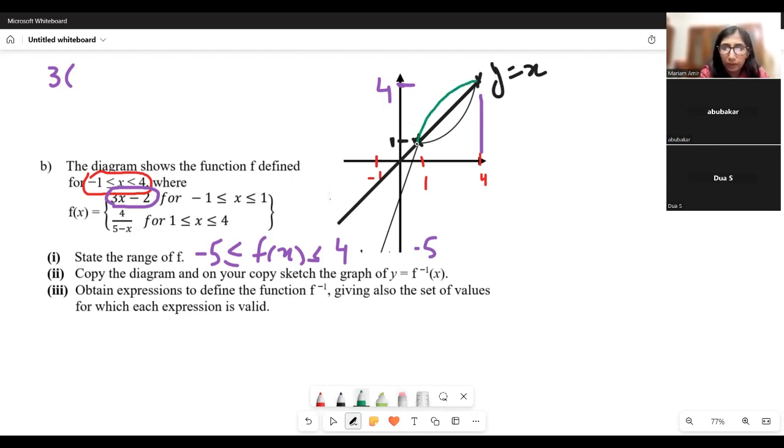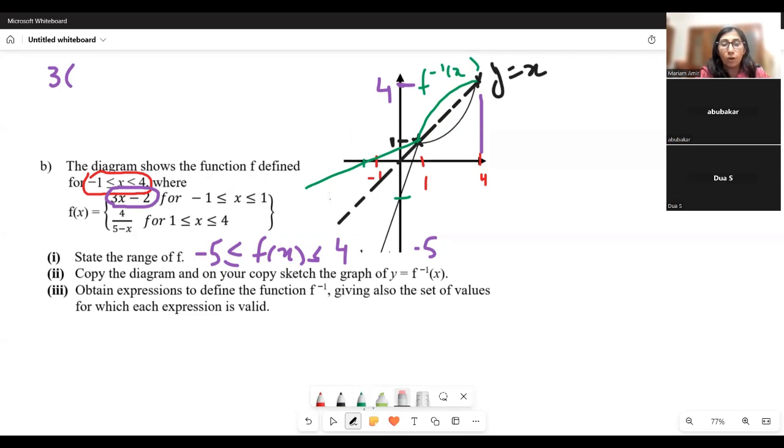Something like this, and then it passes like this. The figure should be a little better, it will be somewhere here, something like that. That is the graph for f inverse of x. It's a reflection of the original graph on the line y equals x. And it's better to make a dotted line y equals x. Okay.